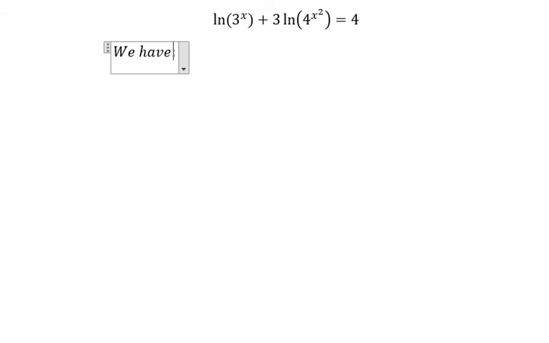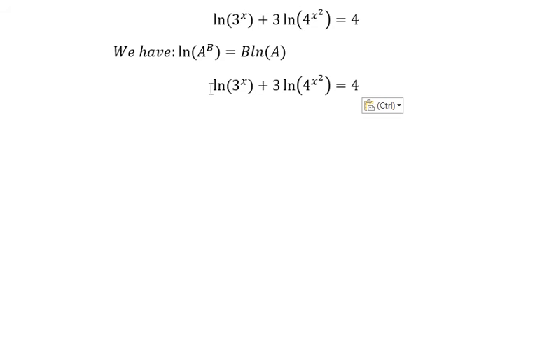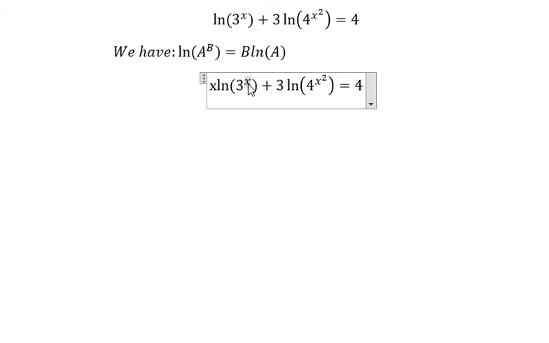We have ln of a to the power of b equals b multiplied by ln a. So we will apply this formula for the two ln's in here, and we get s ln of 3, and we have 3s squared ln 4.